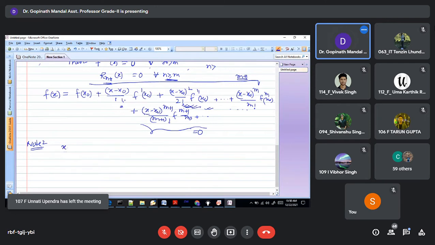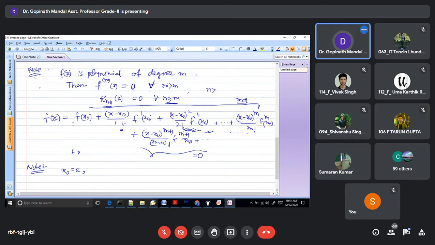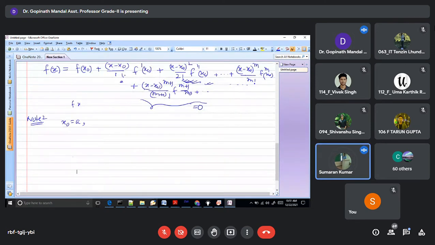Suppose x0 equal to a. Sir, x minus x0 to the power n plus 1, in this situation, how is it 0? Because f is a polynomial of degree m. So in that case, the derivative of order m plus 1 and our higher order derivatives will all be equal to 0. Yes, sir, I got it.